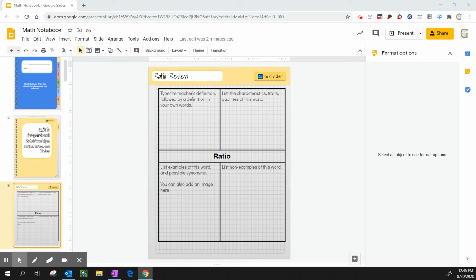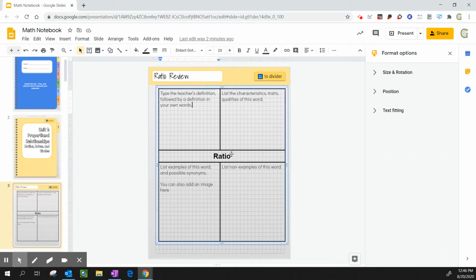Starting off, though, I want to review one of these big ideas, which is what the word ratio means in the first place, what it looks like, which is something that you saw last year in math. So go ahead and make sure that you're on this page in your notebook as well. And we're going to first, for this page, just type in, using the keyboard, some information about the word ratio. So the first thing it tells us to do is type the teacher's definition, followed by a definition in your own words. So you can click there, you can hit enter once or twice to give yourself a little bit of space away from the directions. And we're going to write the definition of ratio.